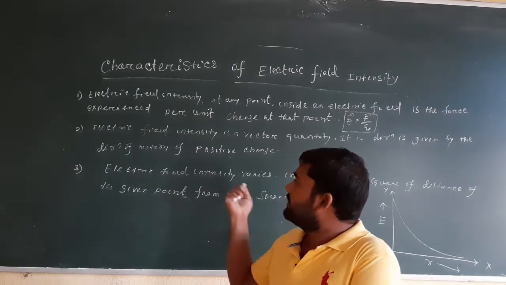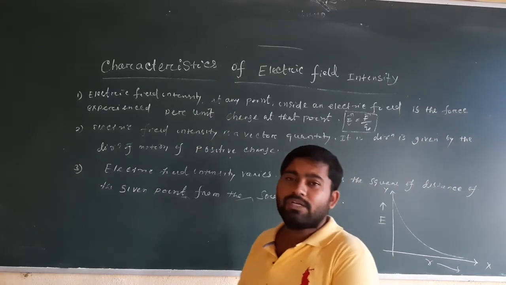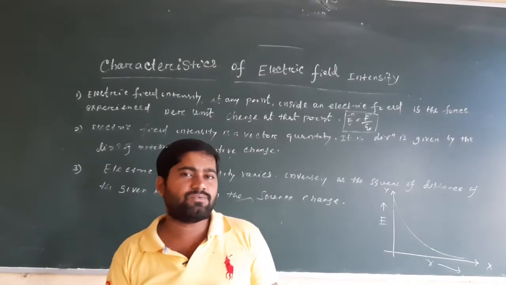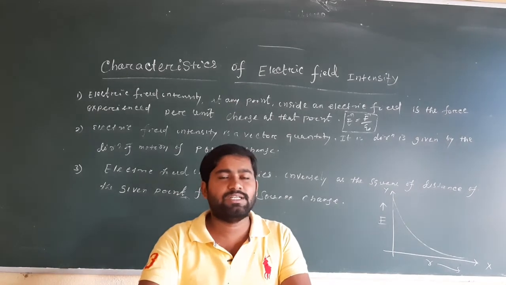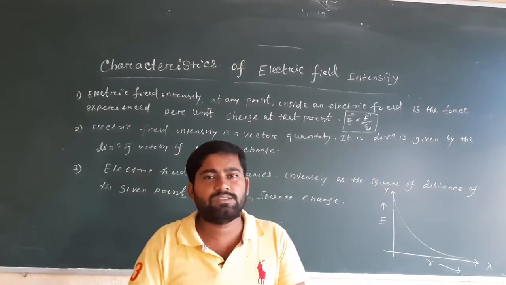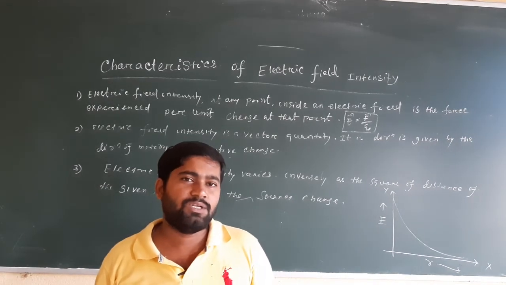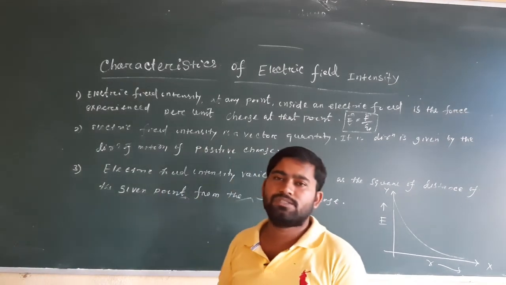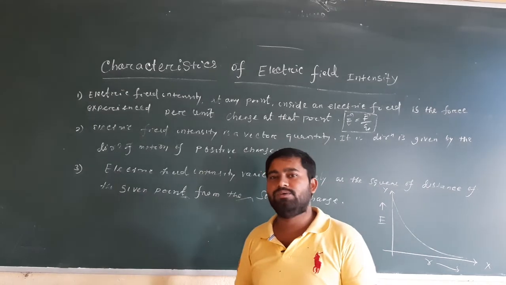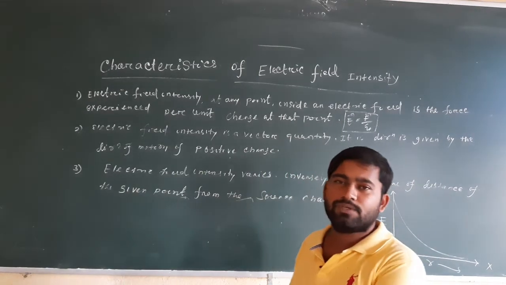Second thing, the electric field intensity is a vector quantity and its direction is always measured by the motion of the positive charge. So, the direction of electric field intensity is always measured by the motion of the positive charge.